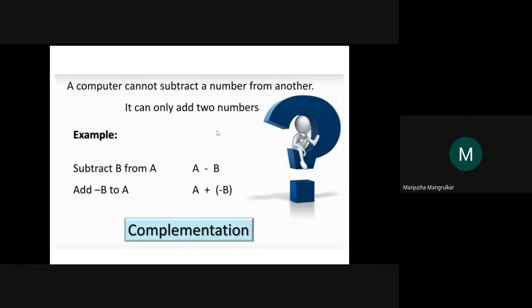Now, as I said, your computer cannot subtract a number from any other number. It can only add two numbers. Suppose we subtract b from a, so a minus b. How will it be represented in a computer? As a plus of minus b, as we have seen with 2's complement, sign number, 1's complement. So first we need to convert the b number into the minus b number, and that minus b number is added with the a number.